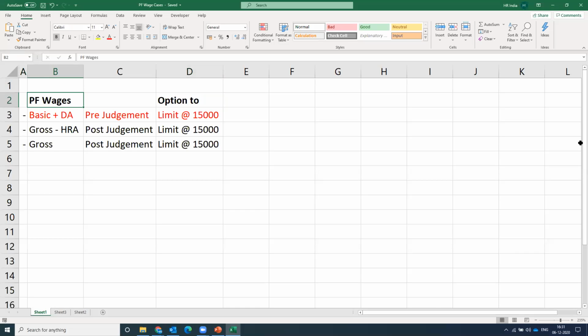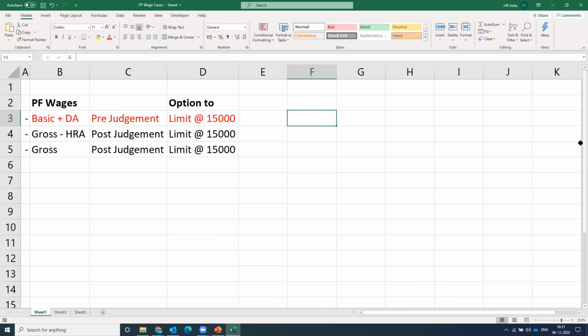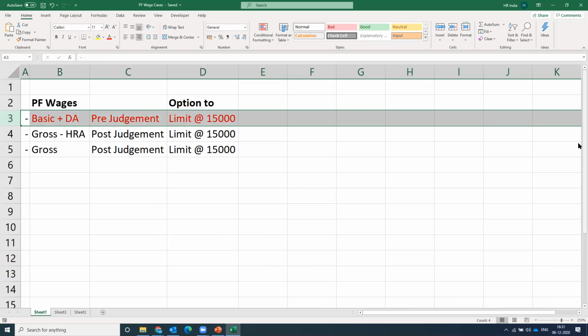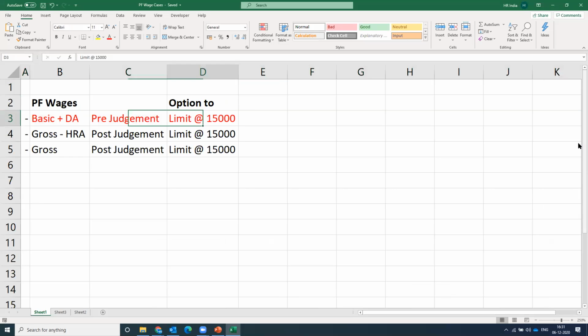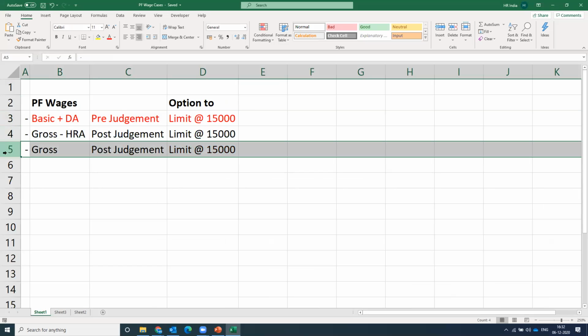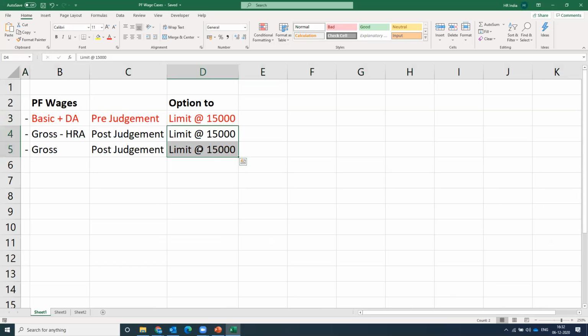All right. So here we are going to understand the PF calculation. We have discussed earlier that before the Supreme Court's judgment in 2019, we used to calculate on basic and DA, and the option to limit our contribution at a maximum of 15,000 was available at that time also. But post judgment in 2019, we started contributing on gross minus HRA and gross salary. And right now also we have the option to limit our contribution at a maximum of 15,000 rupees.